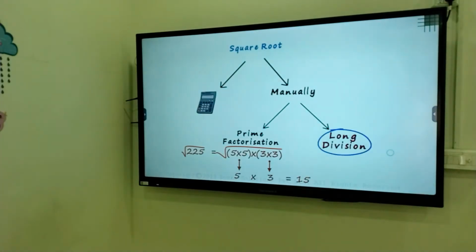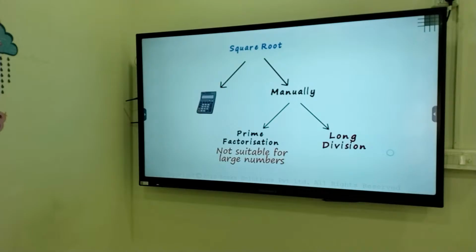The name sounds fancy, but don't worry, if you follow the steps given in this video, you will never go wrong. But why can't we just use prime factorization every time? Well, if the number is large, it will take us a lot of time to reduce it with prime factors, and the chances of going wrong are very high. Hence, prime factorization is useful only for small numbers. And for large numbers, we can use the long division method. Let's solve a couple of examples to understand how the long division method works.